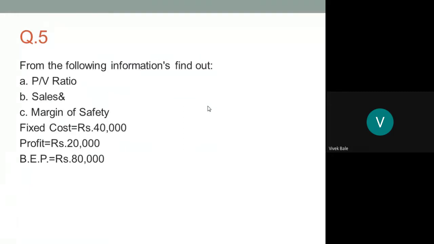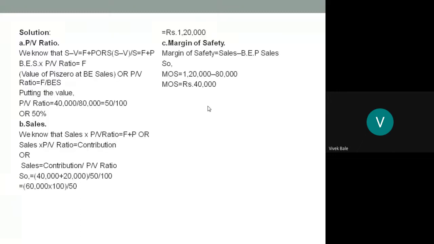See, how much is our fixed cost? 40,000. Divided by how much is our break-even sales? 80,000. So fixed cost divided by break-even sales is also called the PV ratio. Therefore, PV ratio is equal to 40,000 divided by 80,000, which is 50%. That is our PV ratio.